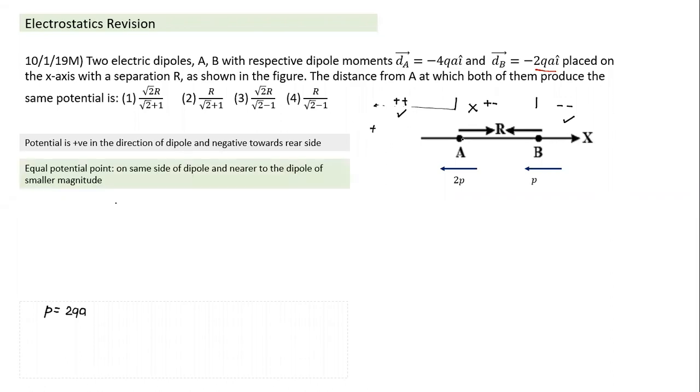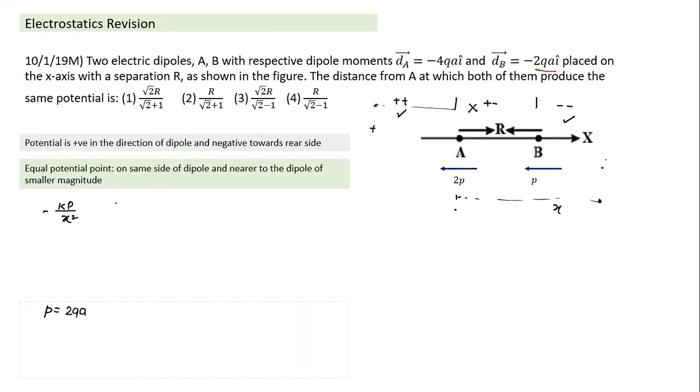So I assume this is a point here, there's some point, and this distance is x. At a distance x in this direction, the potential is equal. So I write those equal potential terms here. What is the value of potential? I hope most of you recall. Potential, on the negative side, is minus Kp by square of the distance.